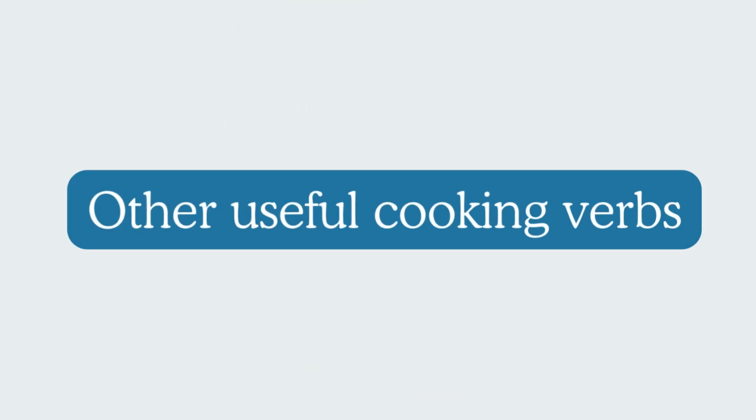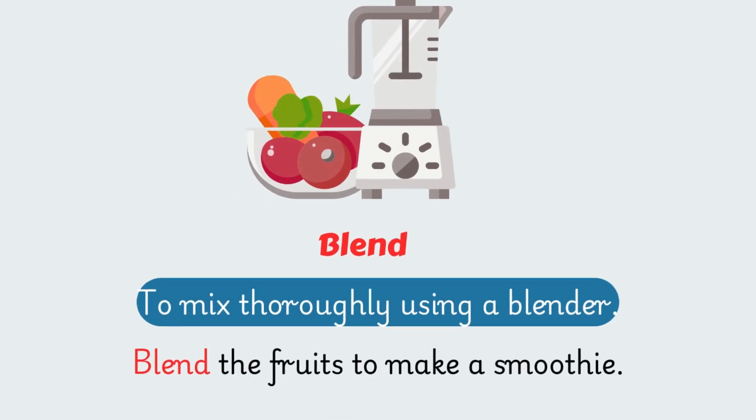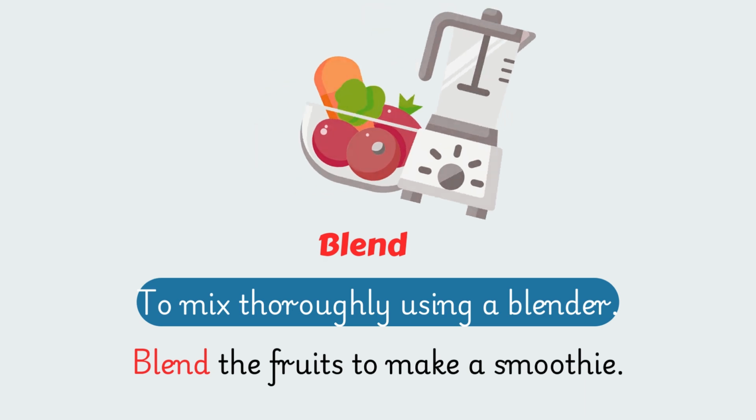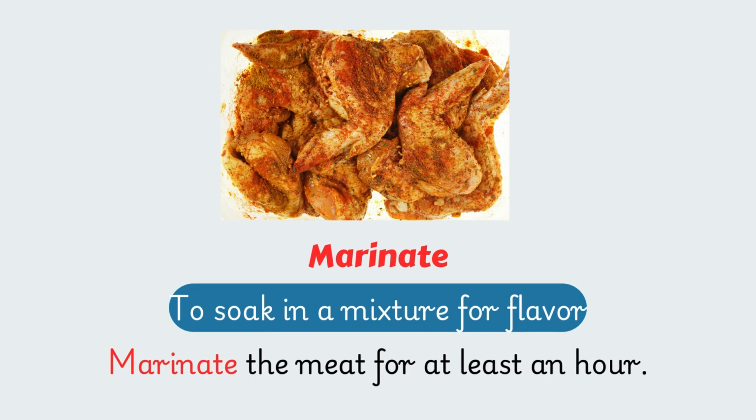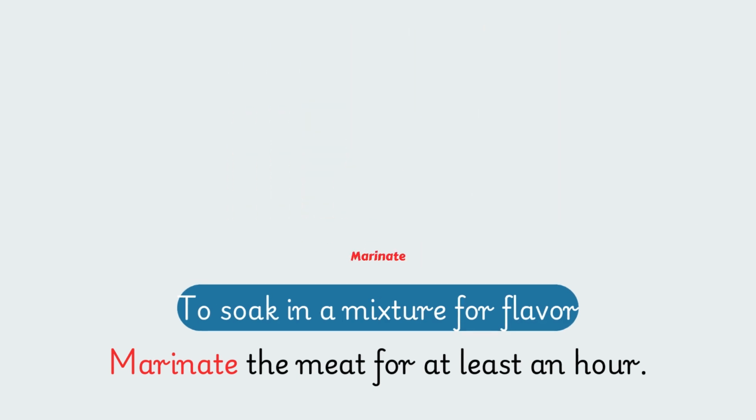Other useful cooking verbs. Blend, meaning to mix thoroughly using a blender. For example, blend the fruits to make a smoothie. Marinate, meaning to soak in a mixture for flavor. For example, marinate the meat for at least an hour.